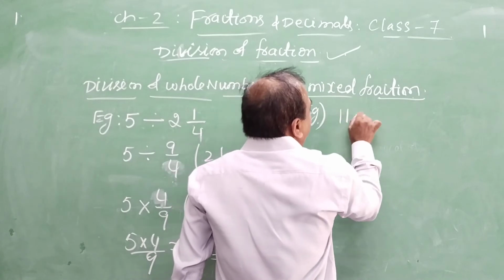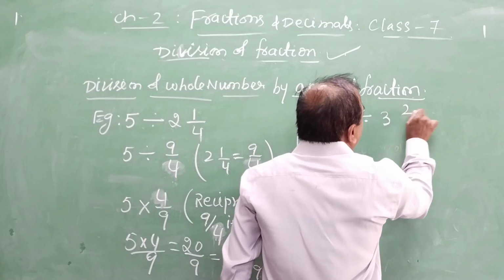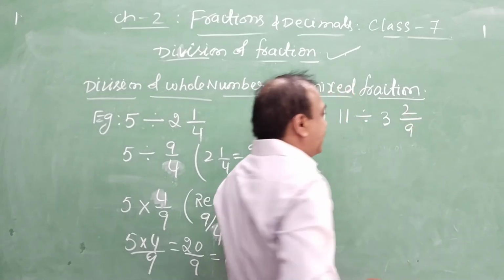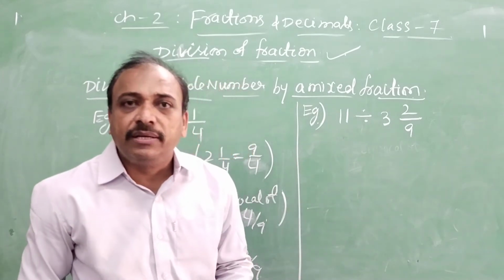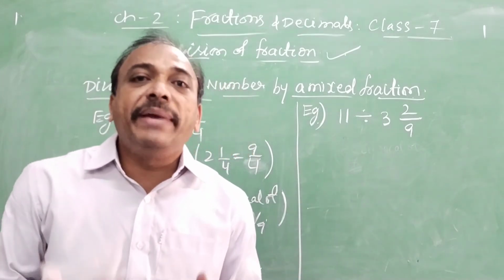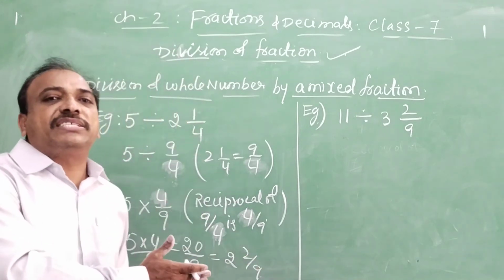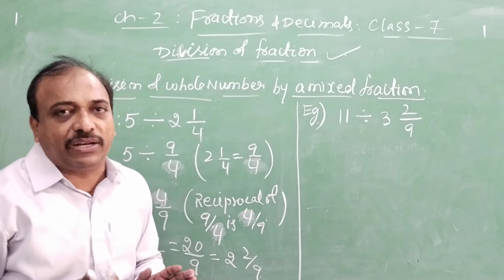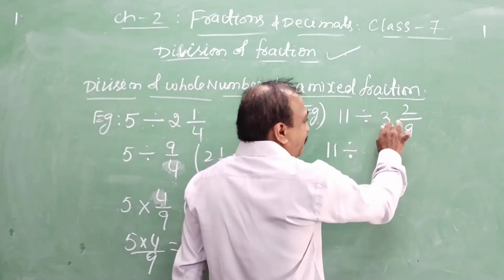Let us see one more example. That is 11 divided by 3 2 by 9. 11 is a whole number, and 3 2 by 9 is a mixed number. So what is the first step? We have to convert the mixed number into an improper fraction. Then the procedure is the same: you have to find the reciprocal, then you have to multiply. So 11 divided by, convert this.